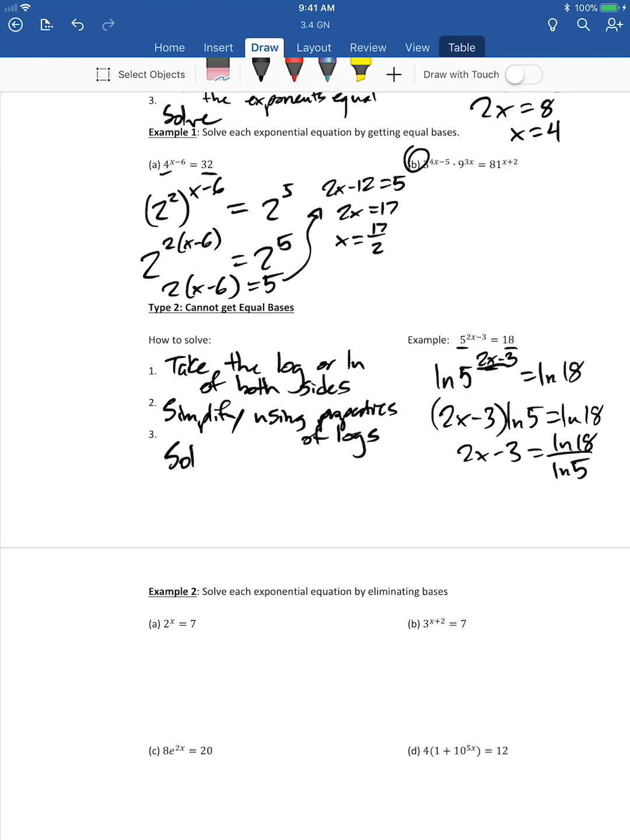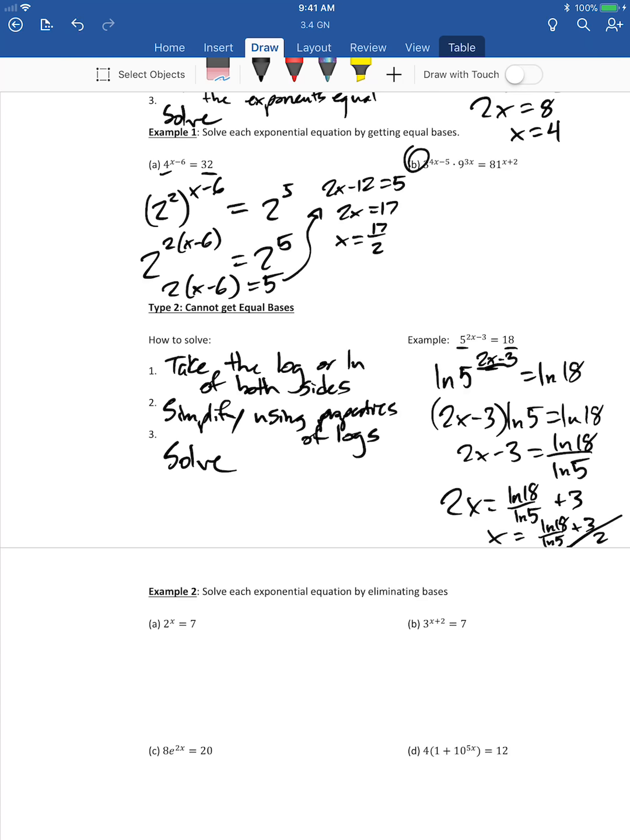I can divide if I need to. And then really my third step is just to solve for x. So this is 2x minus, or add 3 to both sides, so I'll have 2x equals the natural log of 18 over the natural log of 5 plus 3. Divide both sides by 2. The natural log of 18 over the natural log of 5 plus 3 all over 2. And then I can plug that into a calculator and get a decimal approximation.